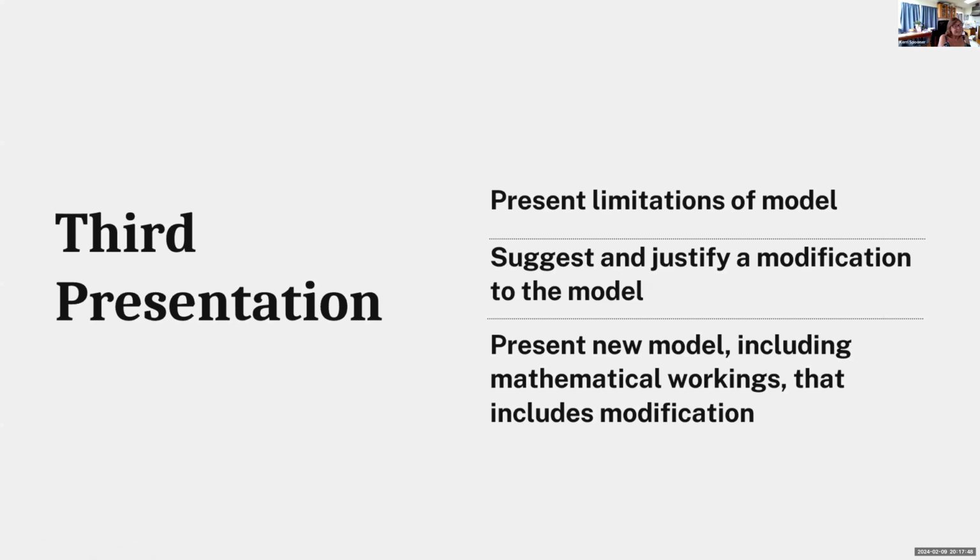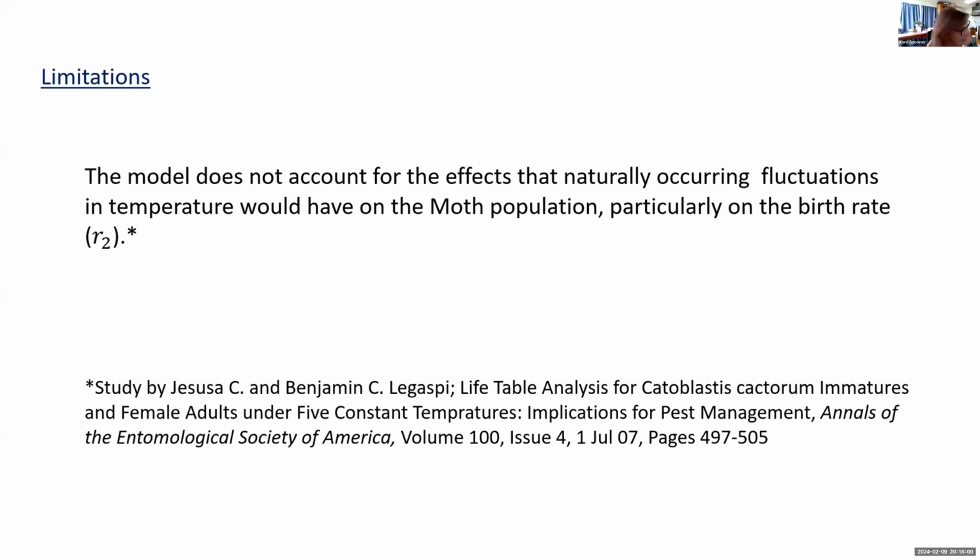Here we go. And then we have the third presentation, which is about them presenting the limitations of the model and suggesting a modification and working it through. So for this particular case study, the students researched all different areas of possible limitations, came back into their groups, shared it, and then decided on addressing the fact that the moth, depending on the temperature, will have different birth rates depending on whether it was summer or winter. They decided that was missing from the model and it would be a good modification.